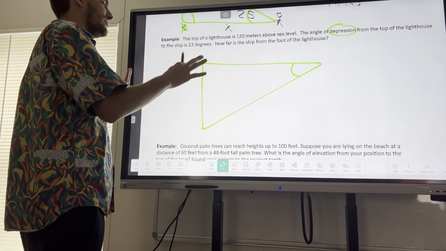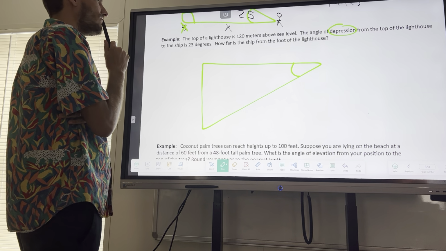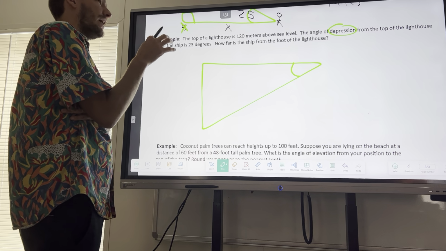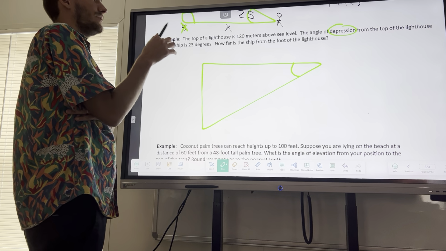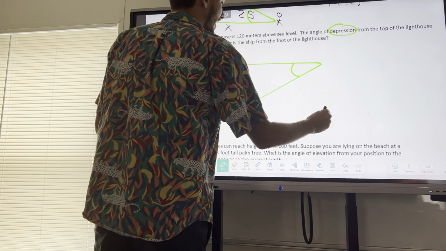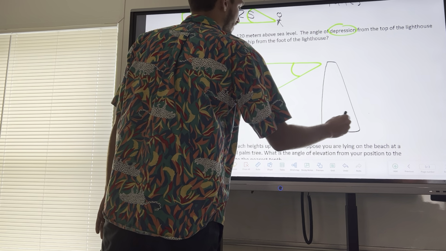So if I think about my triangle here, it sounds like I'm looking from a lighthouse towards a boat. And I'm looking from the top of a lighthouse.